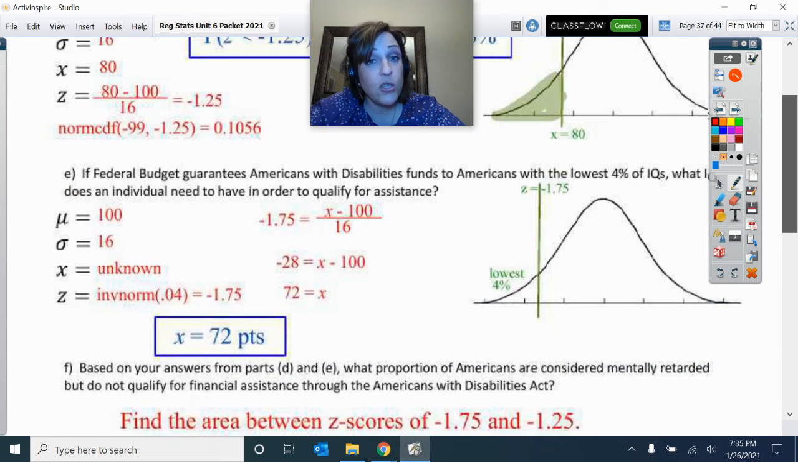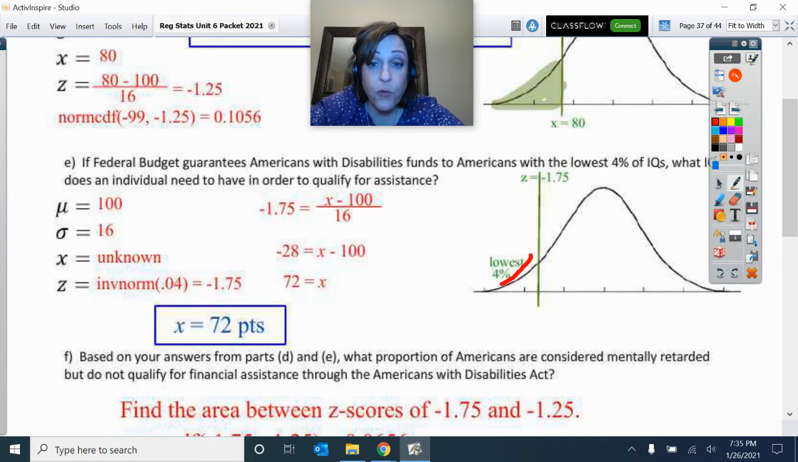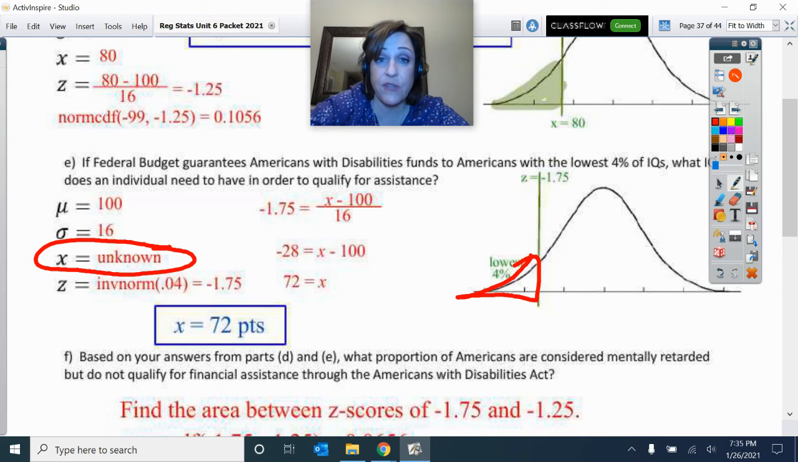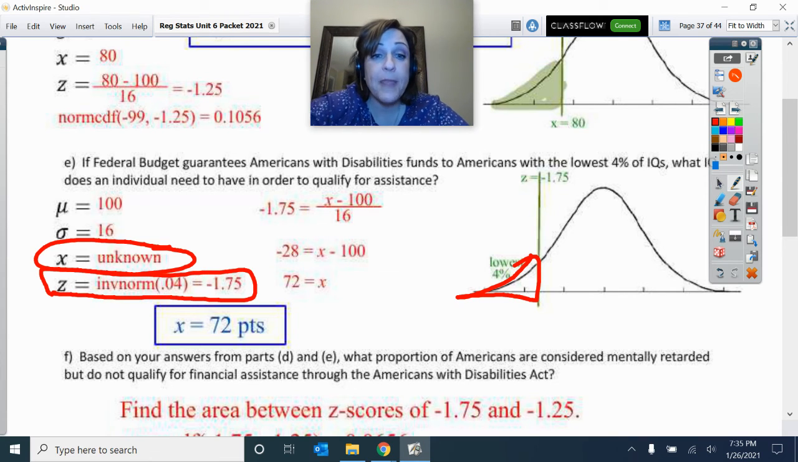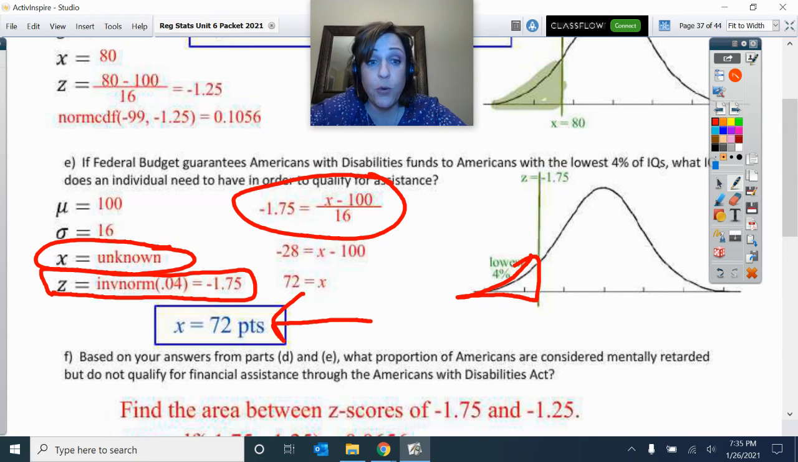The federal government only funds the lowest 4%. So the question is, what IQ do you have to receive federal funds? So that is, what is the unknown X value? So we know that if you are in the inverse norm of the lowest 0.04, then we solve that. And so you have to have an IQ of 72 points or below to be considered to get funds from the Americans with Disabilities Act.